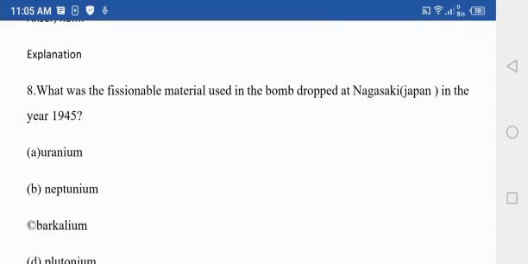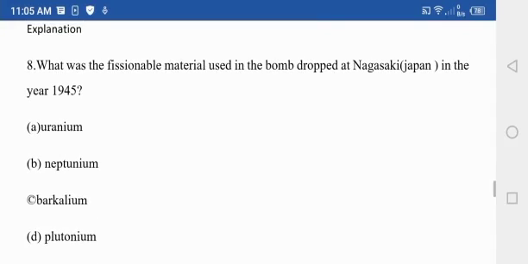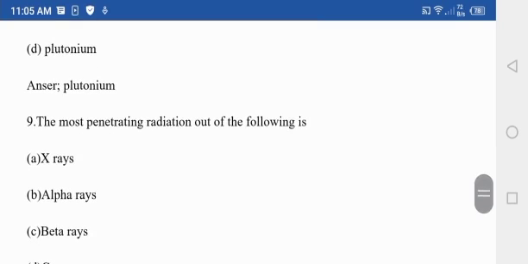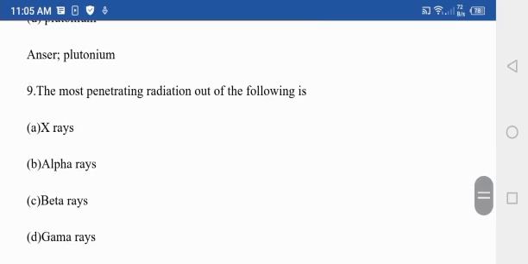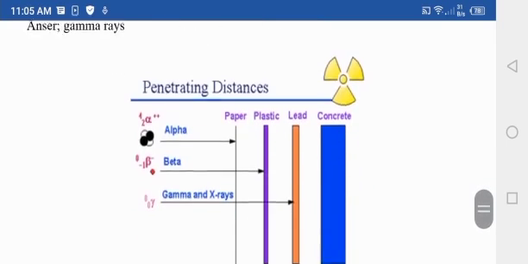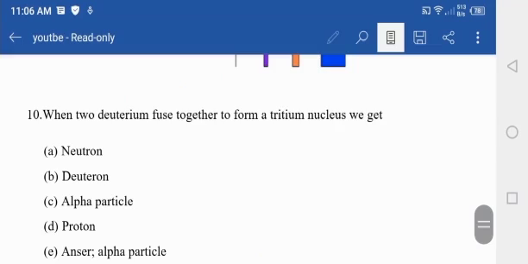Okay, the next MCQ: what was the fissionable material used in the bomb dropped at Nagasaki, Japan in the year 1945? The answer is plutonium. MCQ number 9: the most penetrating radiation out of the following is. The right answer is gamma rays. From the figure you can analyze this.